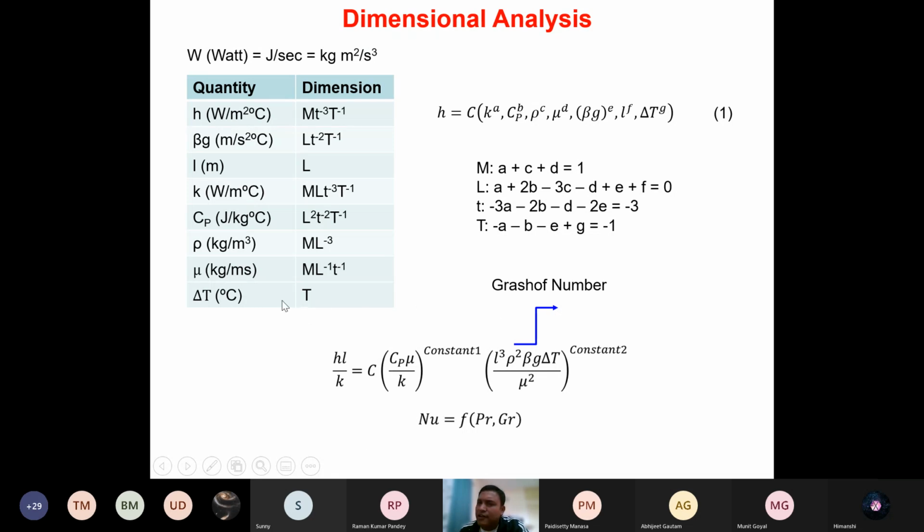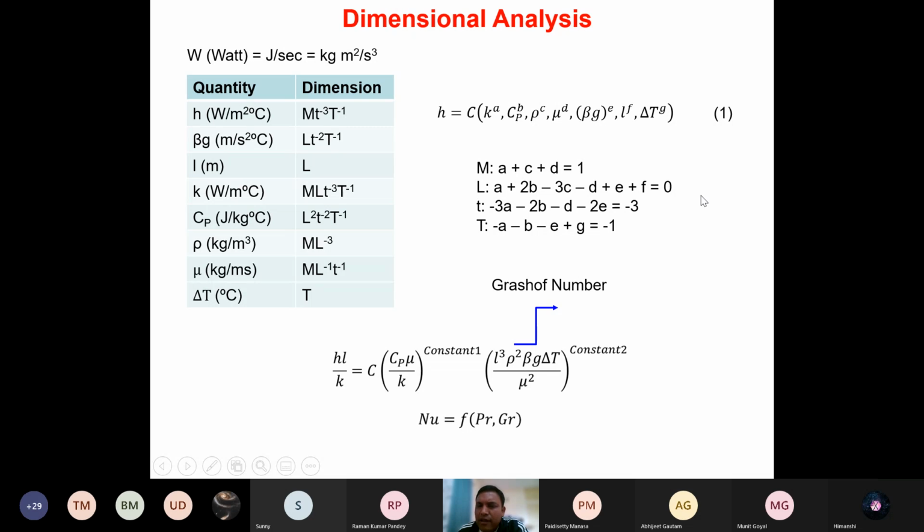Okay, is it clear? I'm not going into the detail, but this anyway is solved here. If you look at k, what is the dimension of k? The dimension of k is M L T to the power minus 3 into capital T to the power minus 1. So what is h? h is this. If you compare M, you will get just 1 on the right hand side, but for k, M raised to the power a will be there. So that's why a is added. Similarly, in Cp there is no M, so there is no b here. Then for rho there is another M, and for mu there is M, so you will get a plus c plus d equals 1.